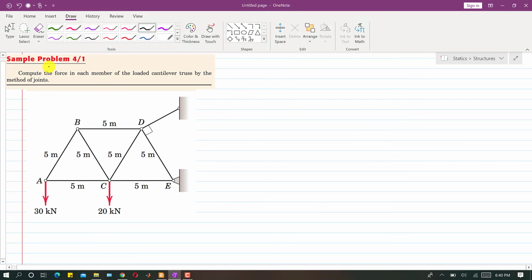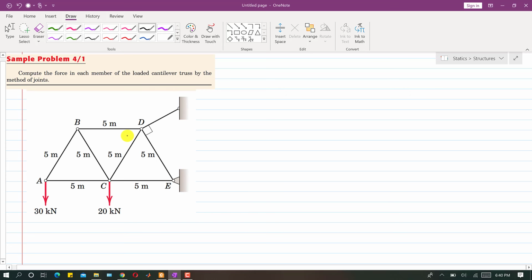I am going to solve this sample problem from chapter number 4. This is the first problem of chapter 4. In this problem we are asked to determine the forces in each member of the loaded cantilever truss by the method of joints, right? So we are going to apply the method of joints to find the forces in each and every member of this cantilever truss.